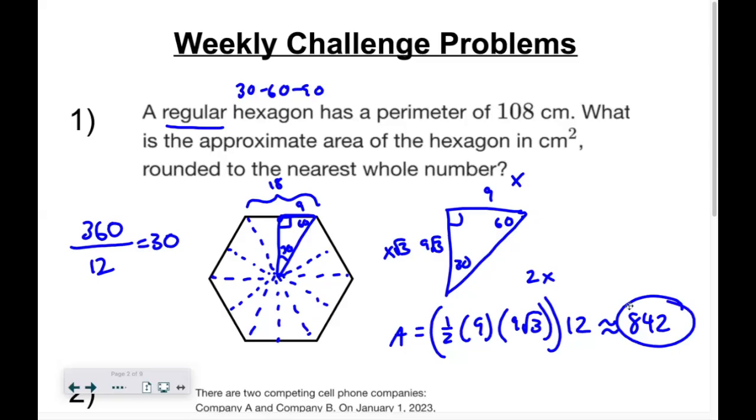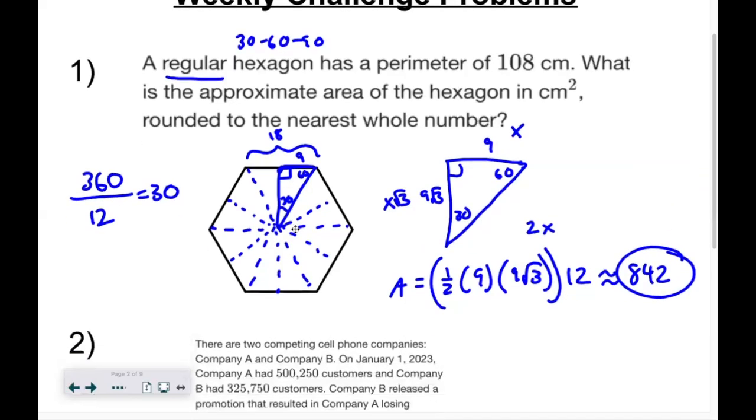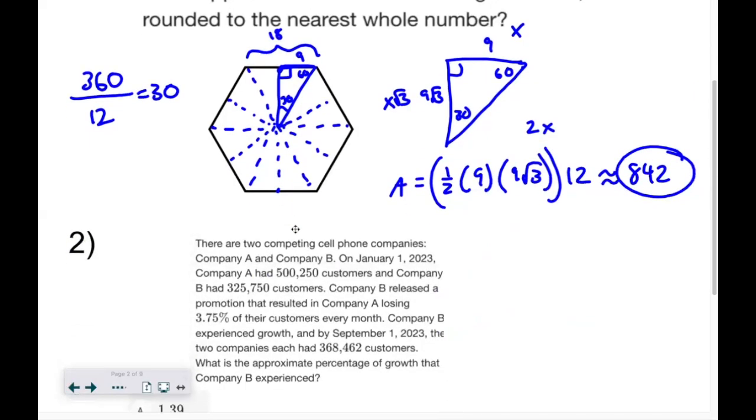So again, the key here is when you see hexagon, you need to think, okay, this is going to have something to do with a 30, 60, 90 triangle. All right, let's move on to number 2.